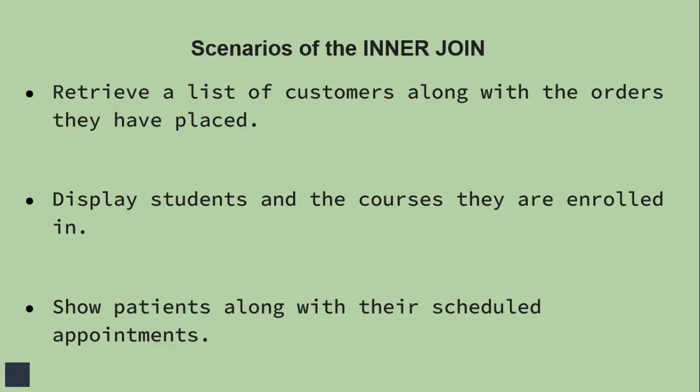intuitive than ever before. To understand the inner join, I want you to take a look at the following scenarios. Retrieve a list of customers along with the orders they have placed. Display students and the courses they are enrolled in. Show patients along with their scheduled appointments. Now I want to ask you something. What do all these scenarios have in common? They exclude people or items that have not taken a specific action.